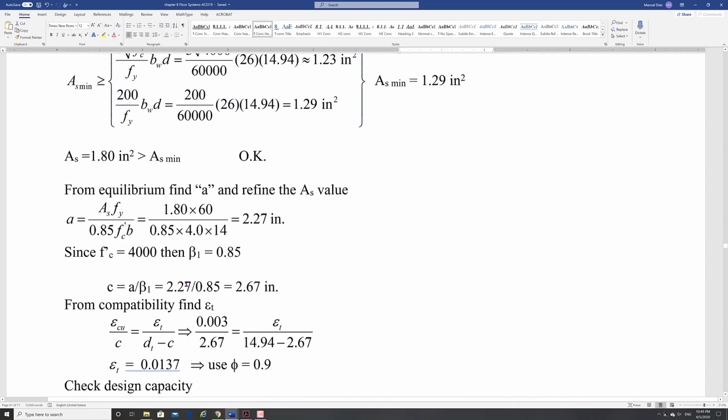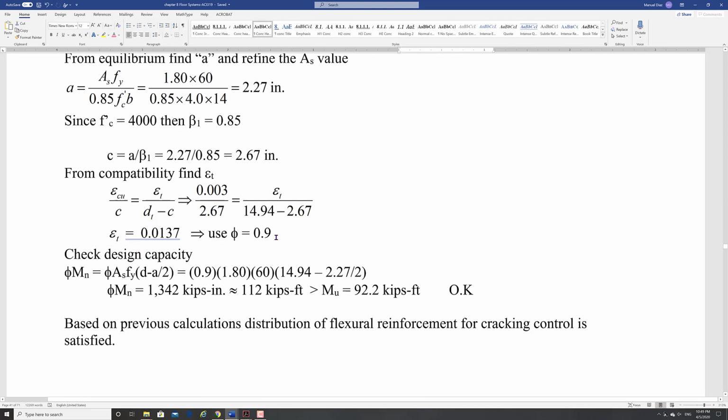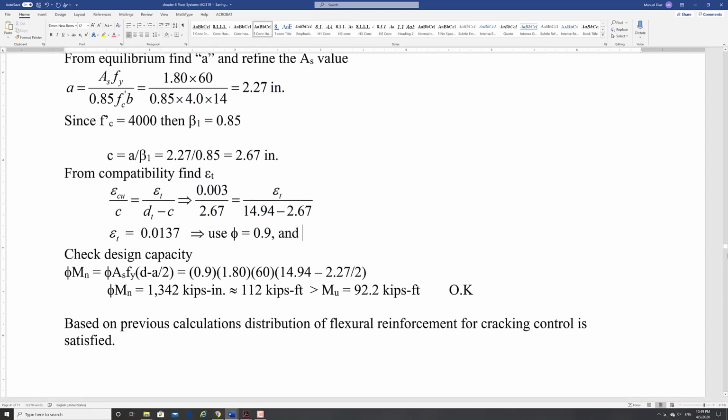Find our A value, check our ductility. Phi factor is good, right? And don't forget that. And AS maximum is satisfying, right? And I say that because some people like to have formulas for AS maximum, and you don't need those formulas unless you are specifically looking for that AS maximum number. All right, so then you check your capacity and it's pretty good.